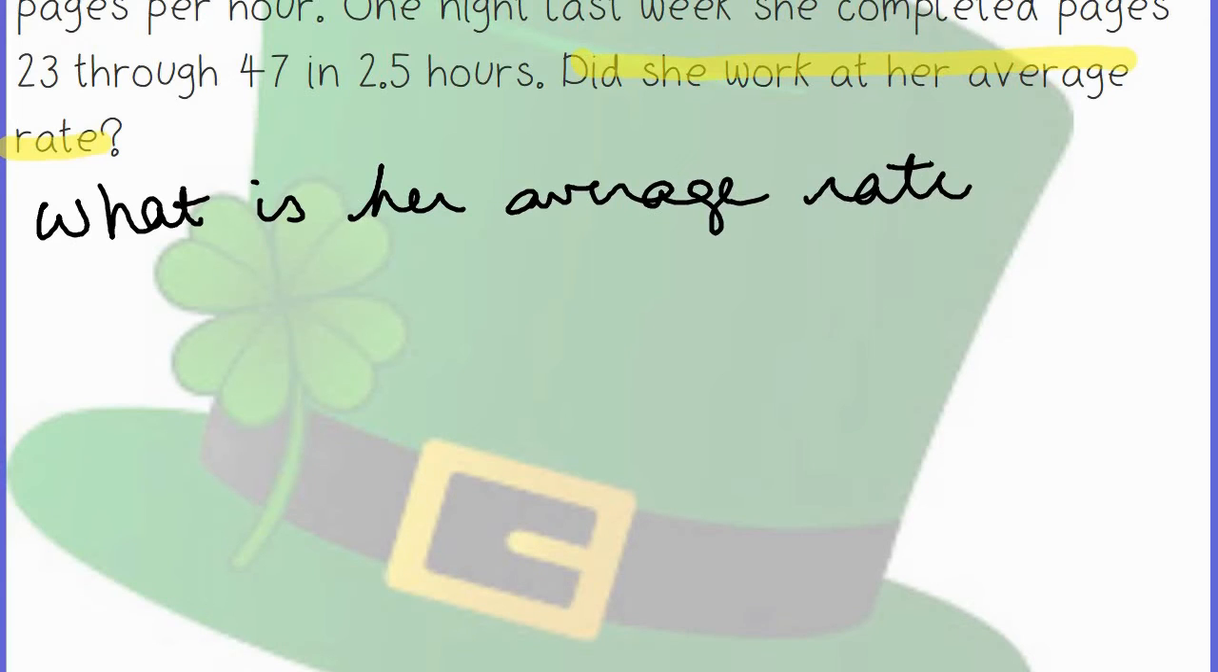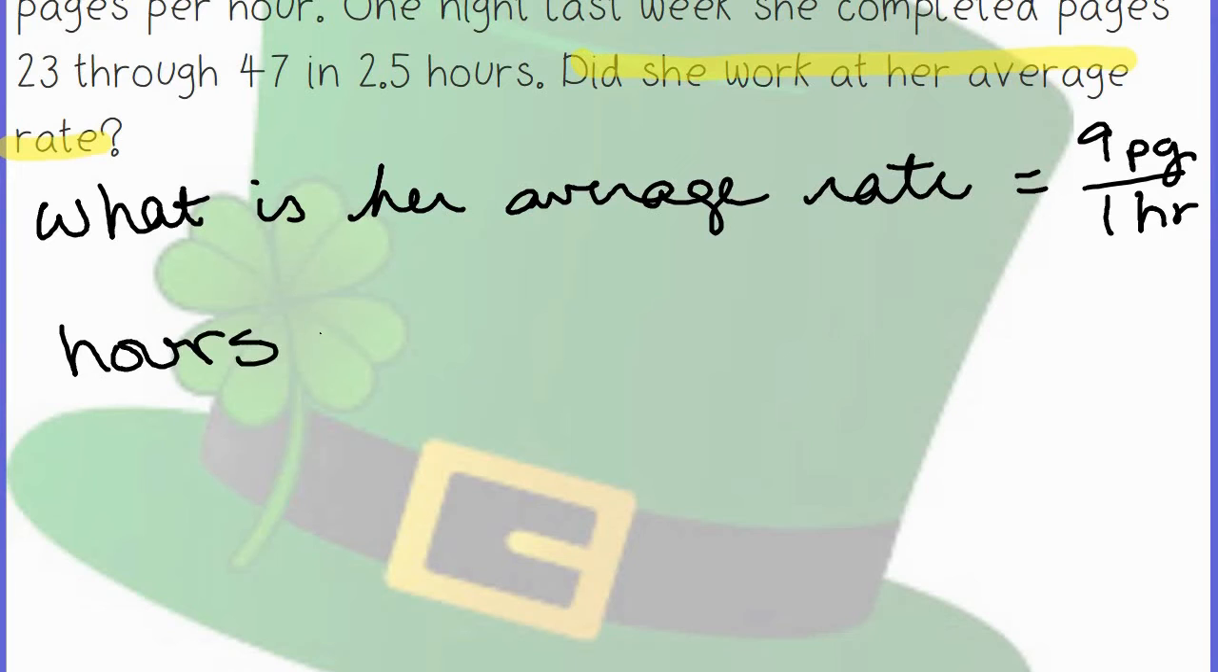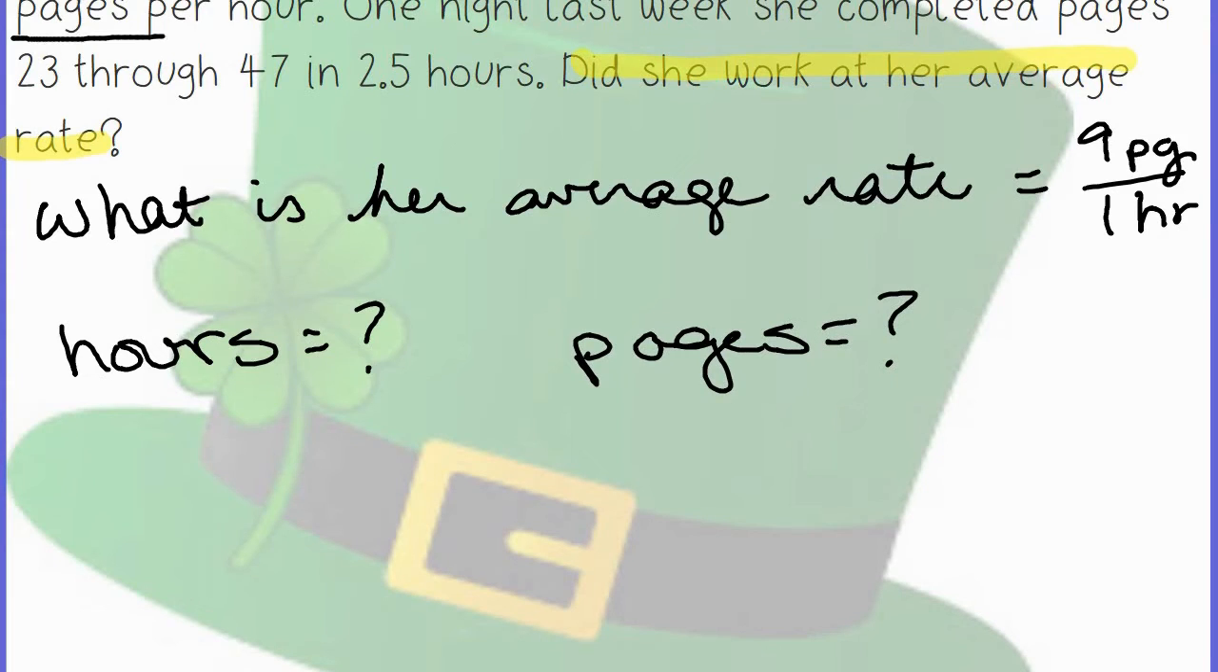Okay, and then if I look at the problem, Juanita is scrapbooking. She usually completes about 9 pages per hour. So her average rate is 9 pages in 1 hour. If I want to know if she worked at her average rate, I would need to know how many hours and how many pages. So 9 pages per hour is her rate. It's not an important number because it's giving us what we're looking to compare to.